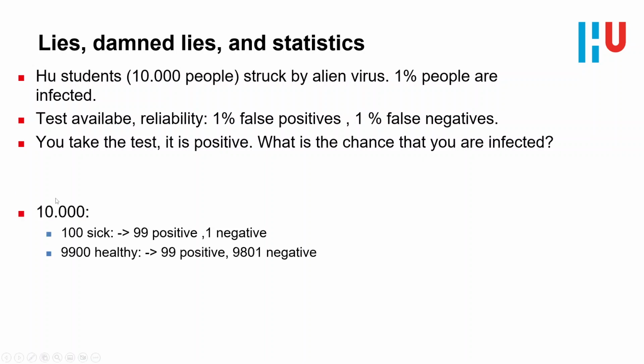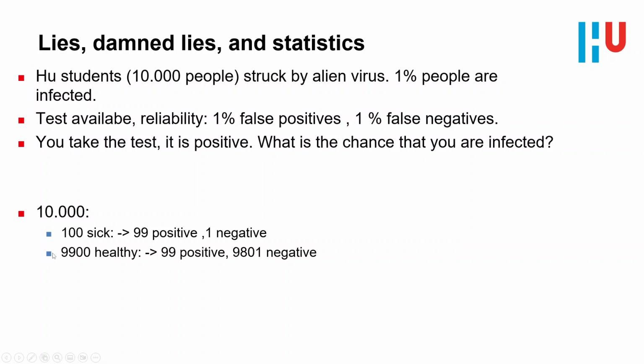So let's say we test those 10,000 students, and 100 of them are sick and 9,900 are healthy, because 1% of the people were infected, right? So we've got 100 sick, 9,900 healthy. If we test those 100 sick, it's 99 positive, 1 negative. Okay.